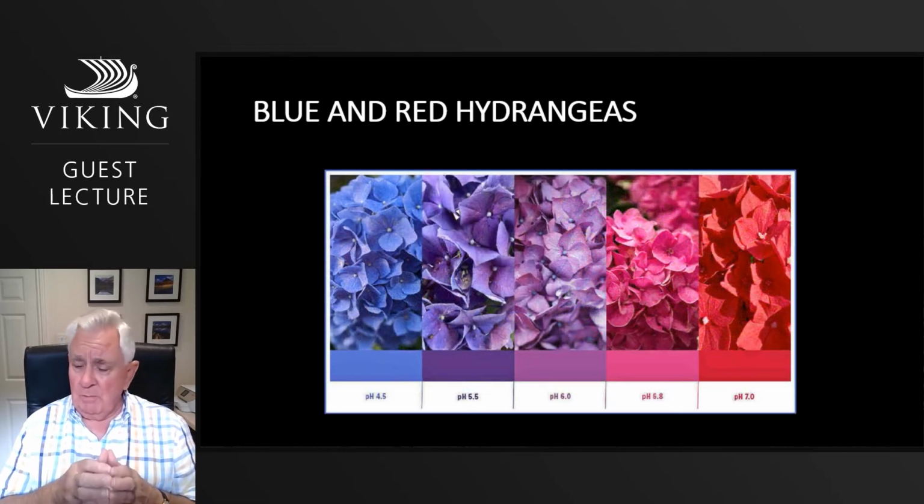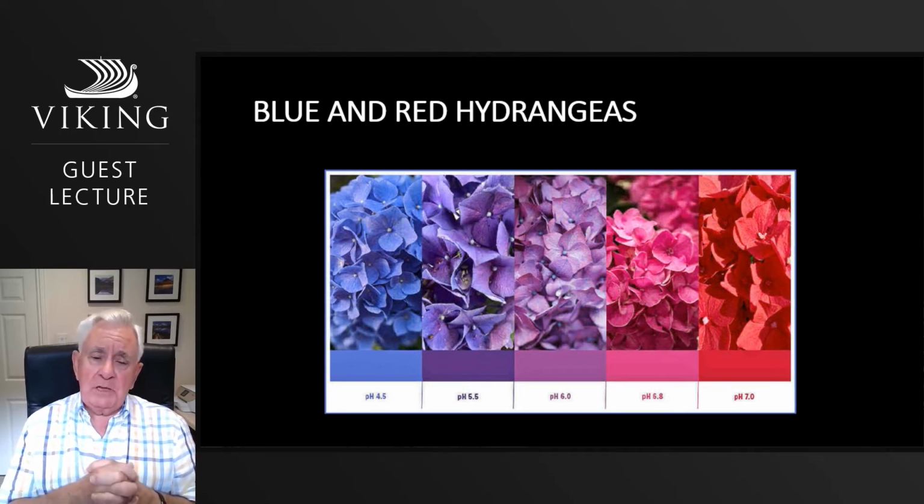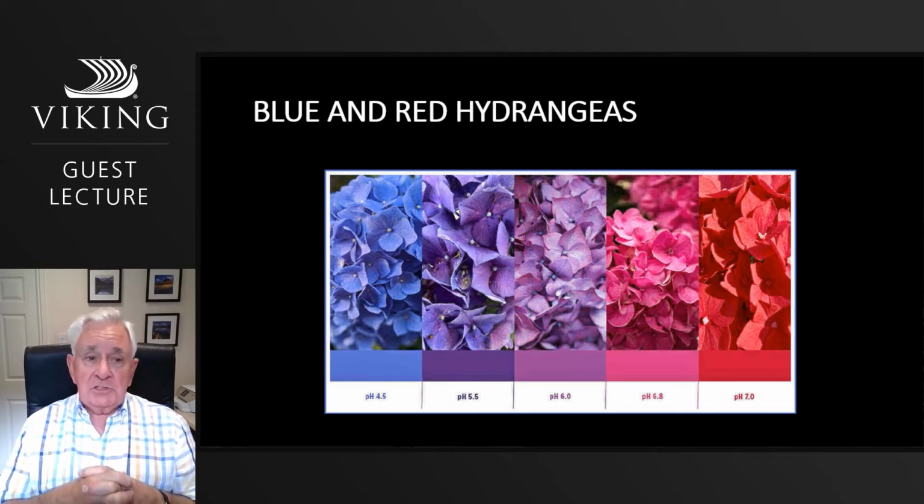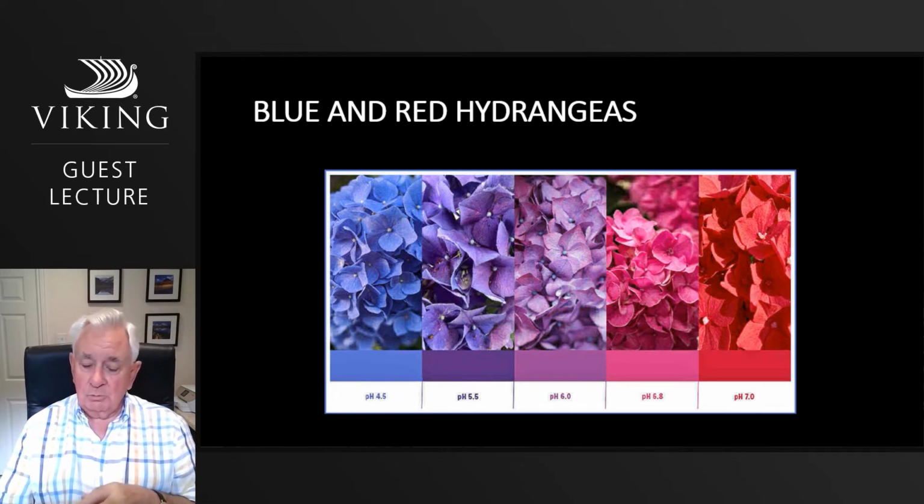Those of you who can remember science at school might have used litmus paper, and litmus paper goes blue in acid and red in alkali. This is what happens with hydrangeas. The pigment in the flowers acts just like litmus paper, and depending on the acidity or alkalinity of the soil, that governs the colour that you will get.